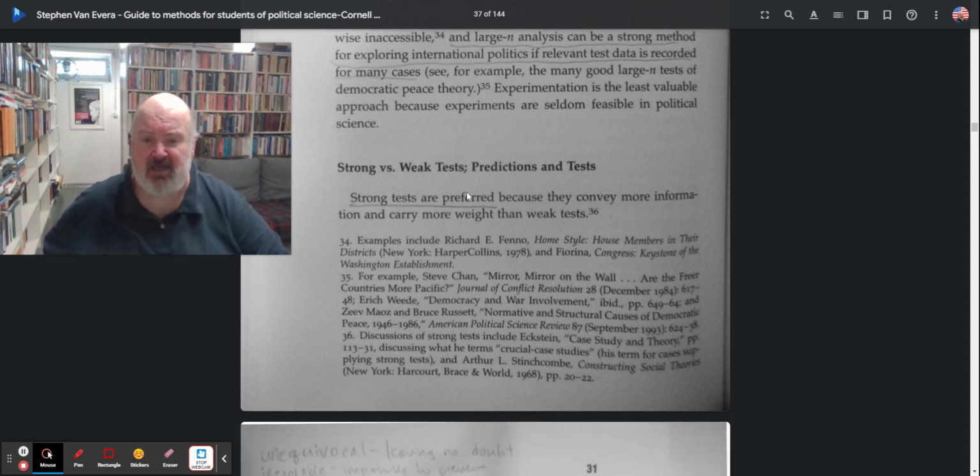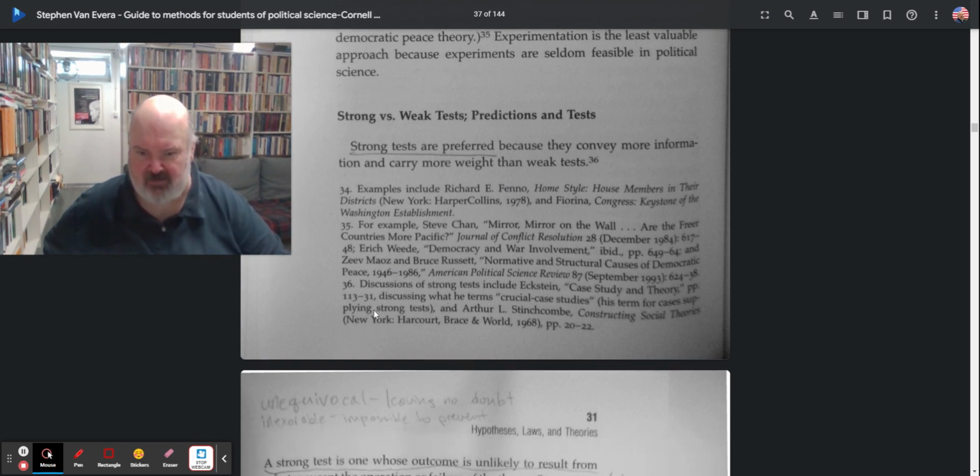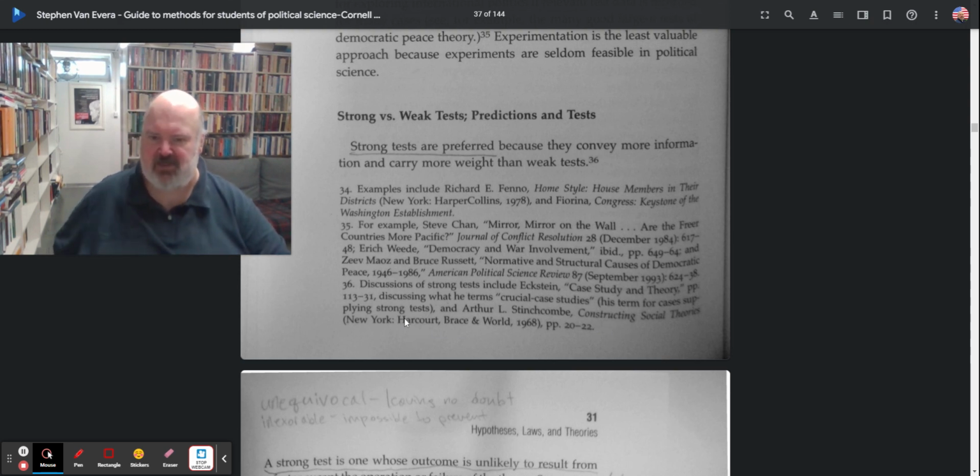Now we turn to strong tests, weak tests, predictions, and tests. Strong tests are preferred because they convey more information and carry more weight than weak tests. This is now 36. Discussions on strong tests include Eckstein's case and theory, discussing the term he called crucial case studies, his term for cases supporting strong tests. And another book is Arthur Stinchcombe's Constructing Social Theories. These are suggestions on these things.